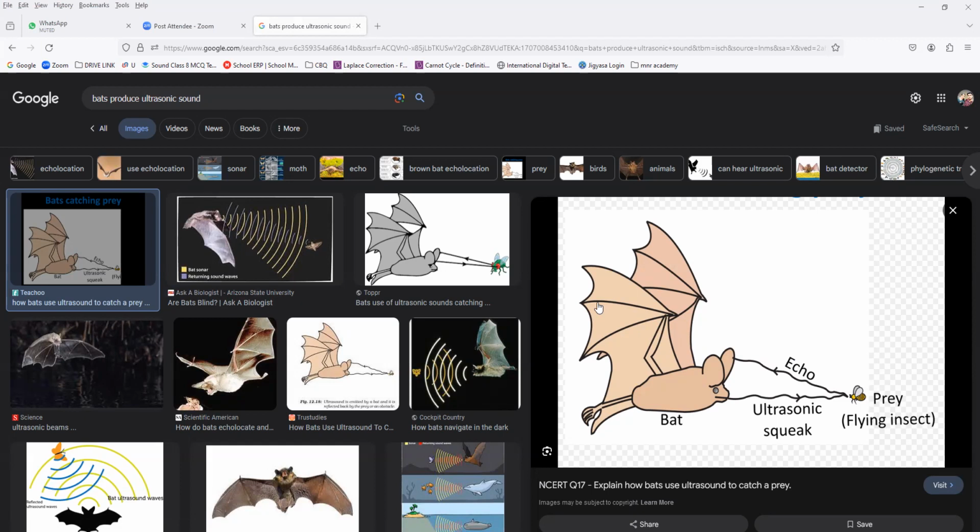This is how the bats can predict. For example, the bigger the size of the prey, the louder will be the sound. This is the major thing which many people don't know.